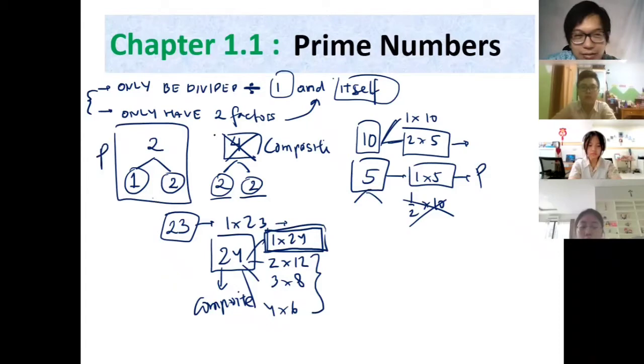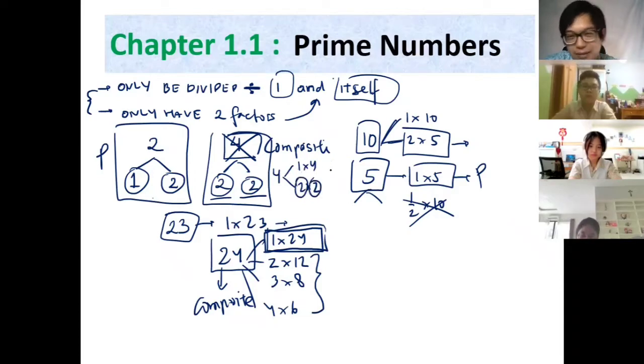Yes, it is. 4 is not a prime number because 4 can be 1 times 4 or 2 times 2. This is not the number itself, right? So it is a composite number. 10 can be 1 times 10 and 2 times 5. So 10 is not a prime number, or it's called a composite number.